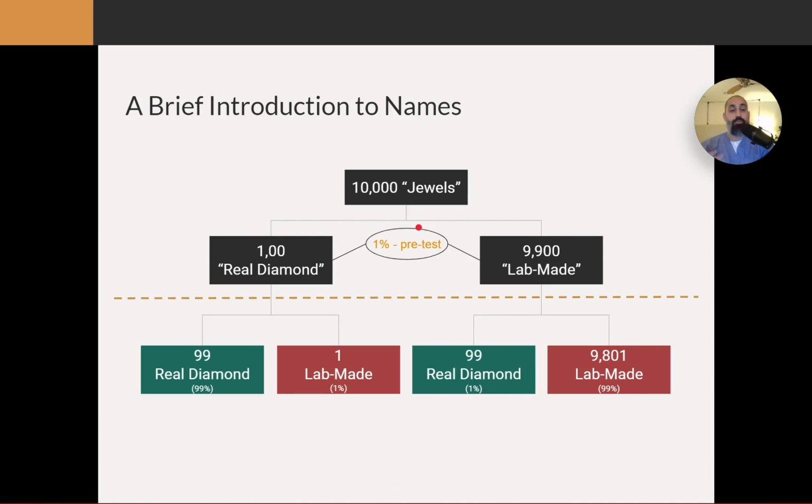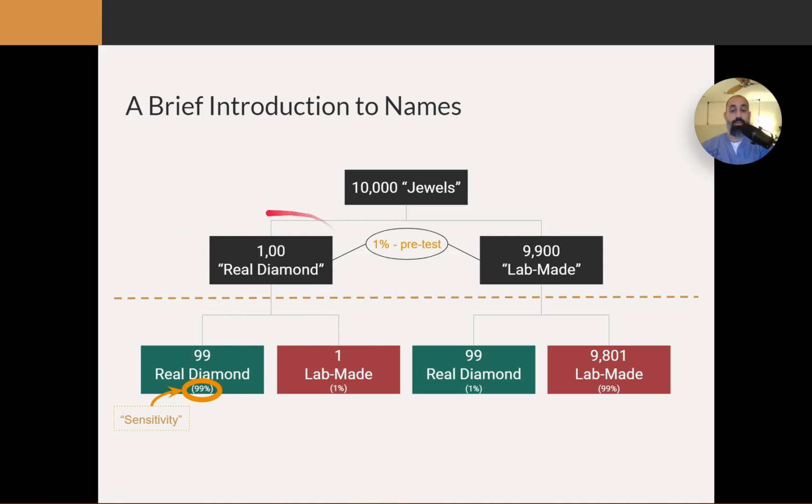So we're going to go through the names of things. This is the pretest. So 100 real diamonds, 9,900 fake diamonds gives a 1% pretest probability, because if you choose from these 10,000 jewels at random, you have a 1% chance of getting a real diamond. And that's 100 over 10,000 is 1%. So that's the pretest.